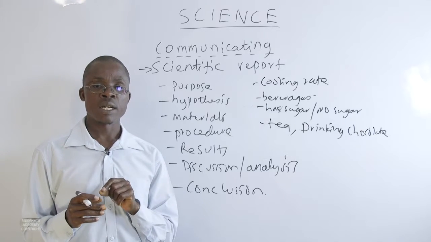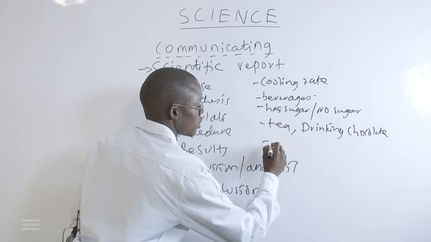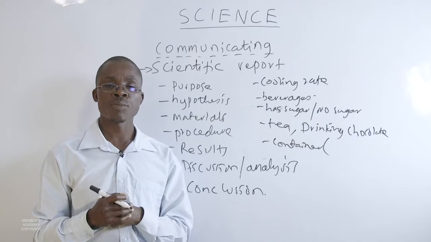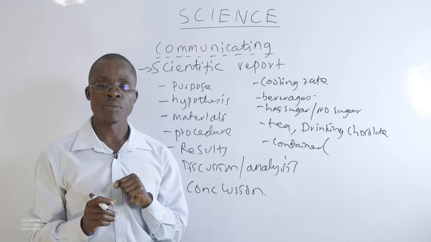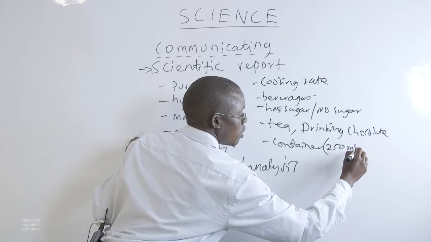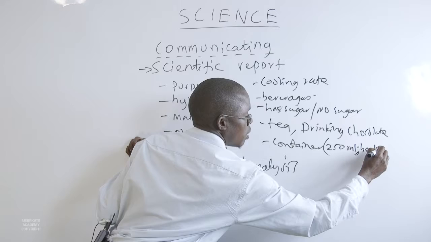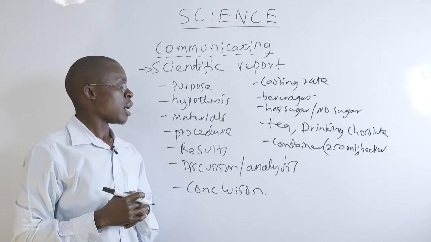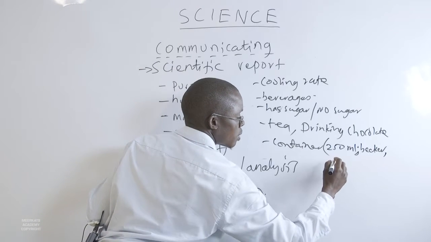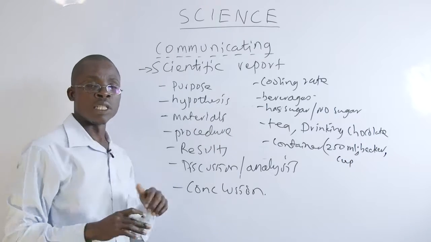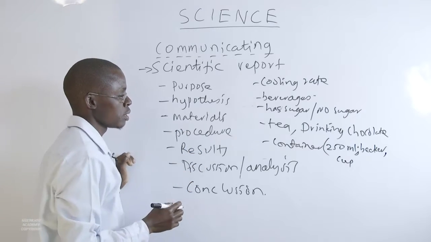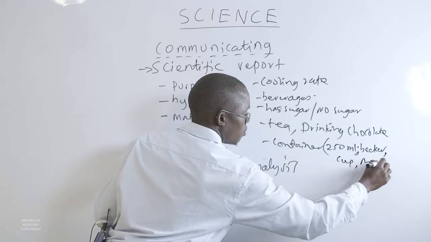In which container? So these containers, you have to state the type of containers and the volume. So one of the containers will be a 250 ml beaker. A cup, just a normal cup, but it should be able to carry 250 mils. Maybe you can have also a mug.